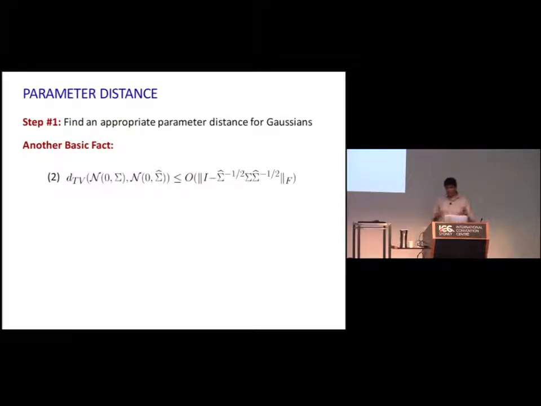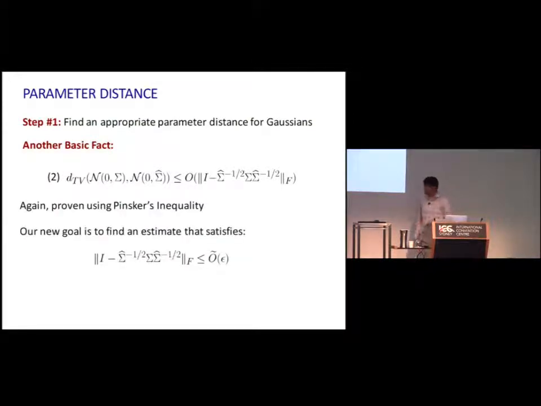So once again, we want to find some other parameter distance, which is good enough for our purposes. In the case of the unknown mean, it was the Euclidean distance, which is very natural. In this case, it's funny, it turns out to be a stranger distance. The basic fact that you use, proved the same way, is that if you have two Gaussians, both with mean 0, sigma is the true covariance, and sigma hat is your estimate. What ensures that sigma hat is a good estimate? It turns out you can bound the total variation distance by this rather strange expression on the right. This was proven the same exact way using Pinsker's inequality.